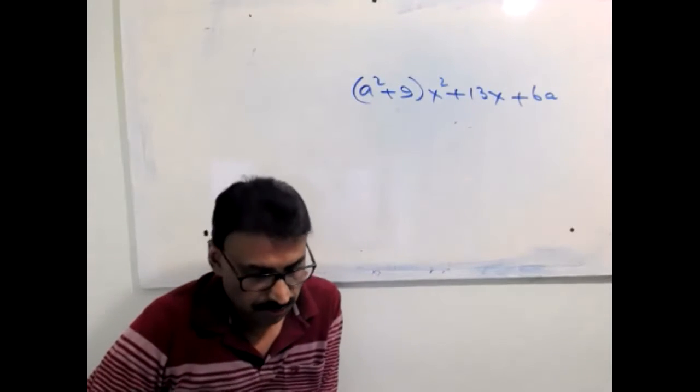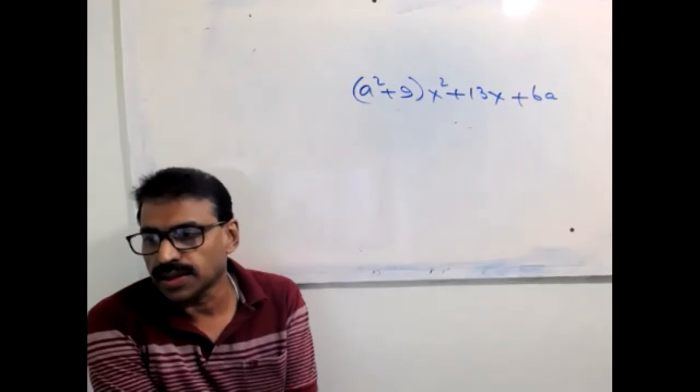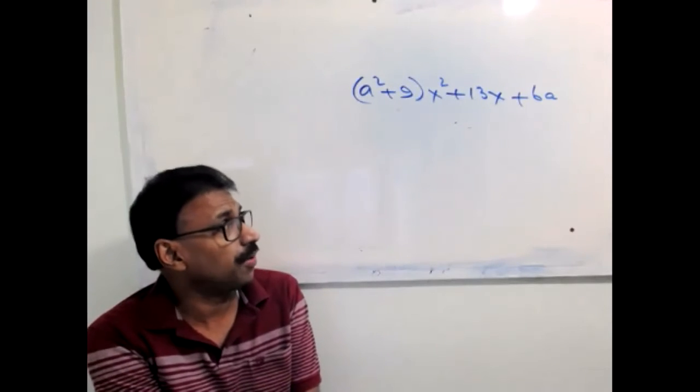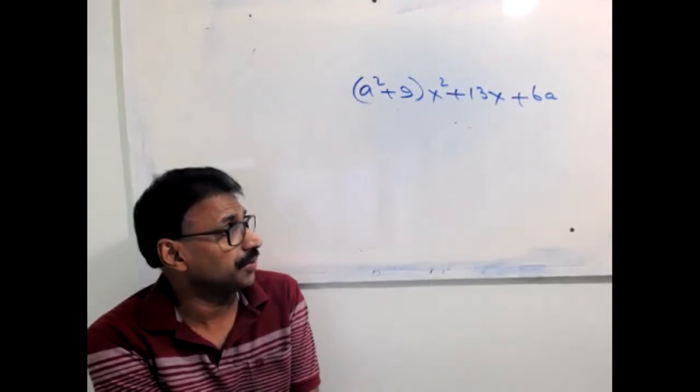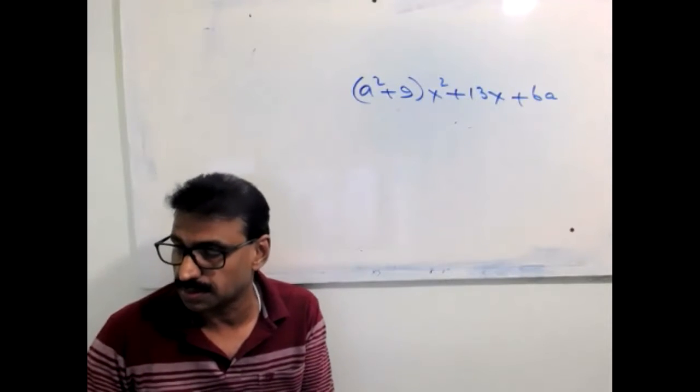If one zero of the polynomial a square plus 9 into x square plus 13x plus 6a is the reciprocal of the other. Okay.